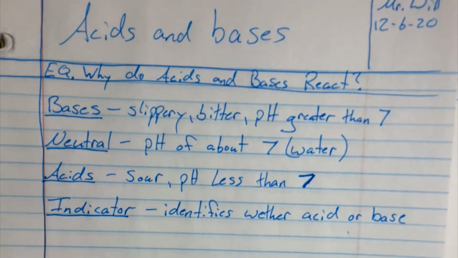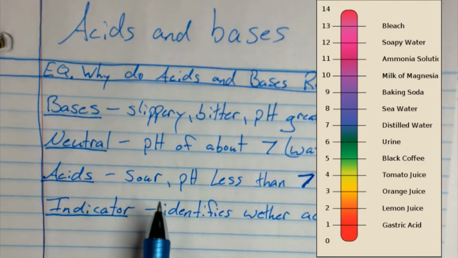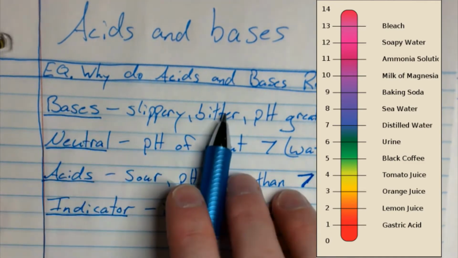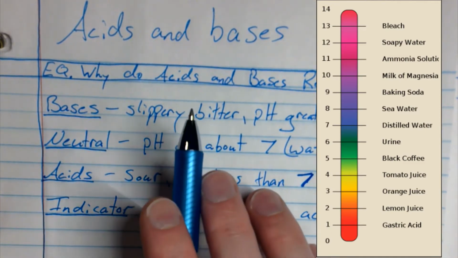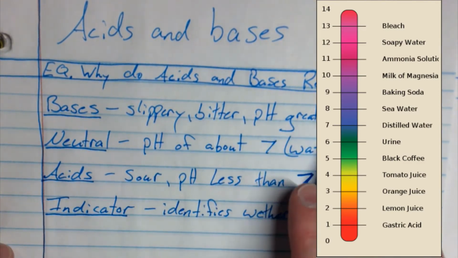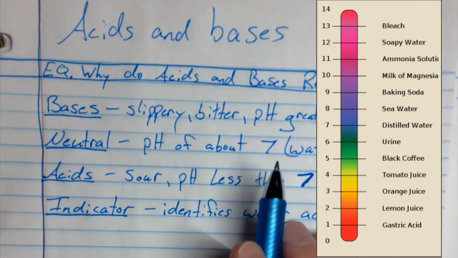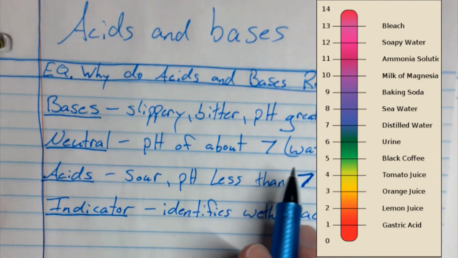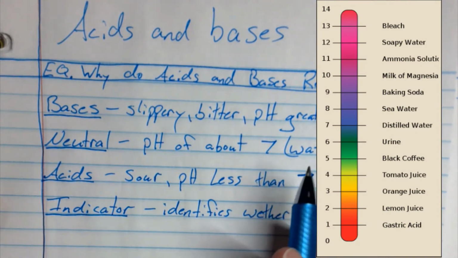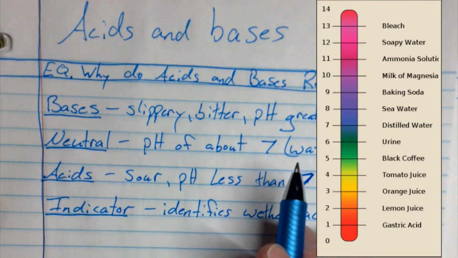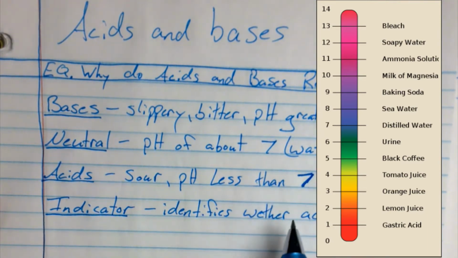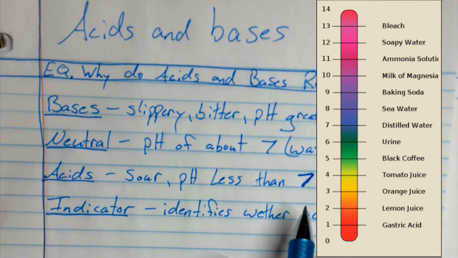All right, so now we have our scale. Bases are going to be at the top of this scale, so it's a really high number. It's going to be a really strong base. And in the middle, we have neutral, where it's not really a base or an acid. It's just whatever's in the middle. And then acids are at the bottom. So we have lemon juice, orange juice, gastric acid. That's the stuff in your stomach that digests your food.